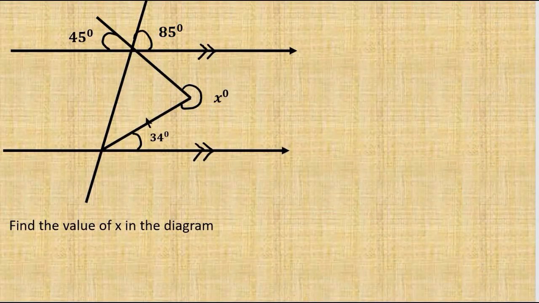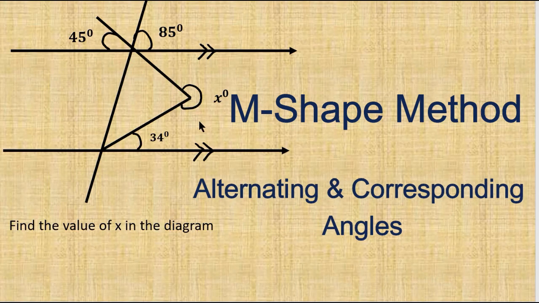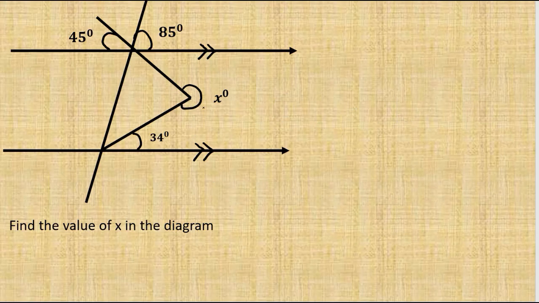Welcome back. We have this question that wants us to solve for x. If you look at this question carefully, I can see two unique methods of solving it. In fact, there are multiple methods, but I'll use two. The first will be using the M-shape method, and the second will rely on just alternating and corresponding angles. They are both the same thing and will result in the same process. Now, let's start with the M-shape method.